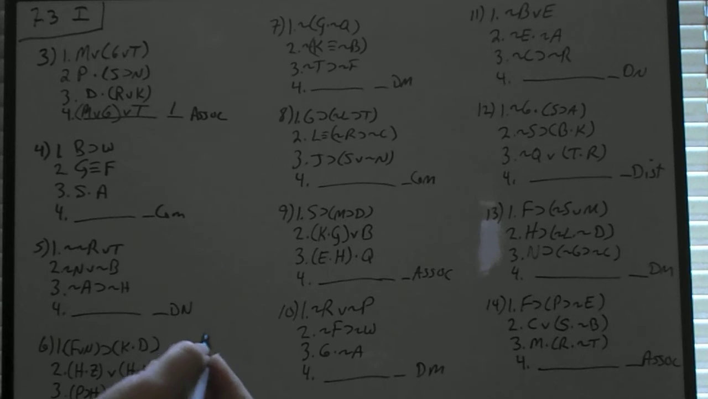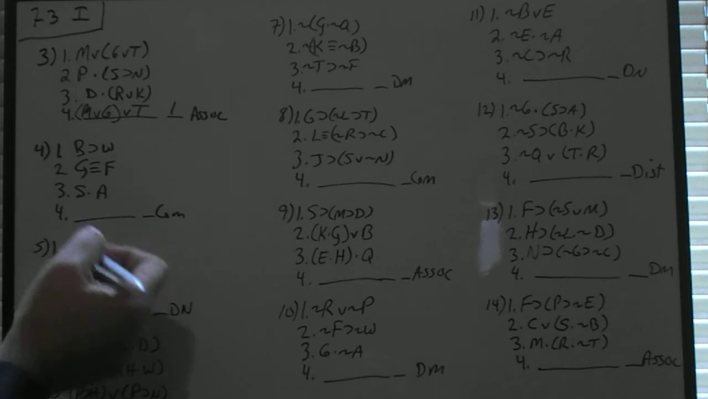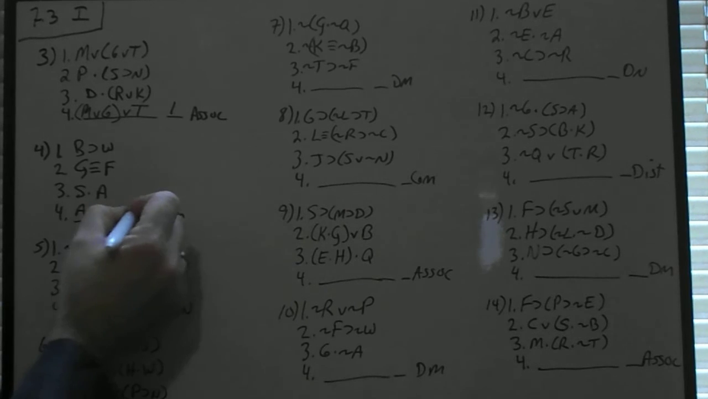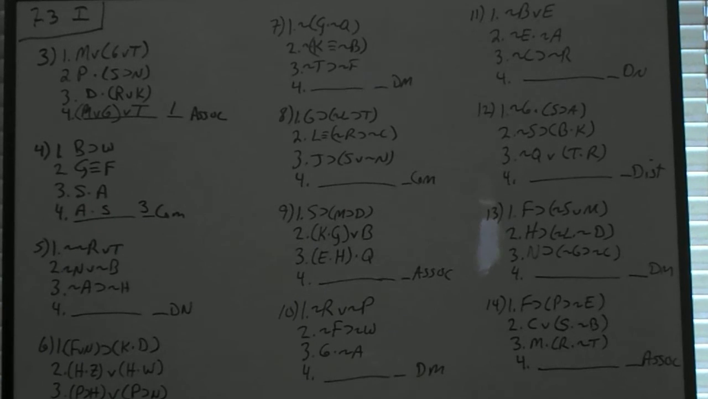line 1. Number 4, we have if B then W, G if and only if F, S and A. They want commutativity. Commutativity works with the dot or the wedge. We have the dot on line 3, so S and A becomes A and S. Line 3, commutativity. Number 5, we have not R or T, not N or not B, not A then not H, and they want a double negation.